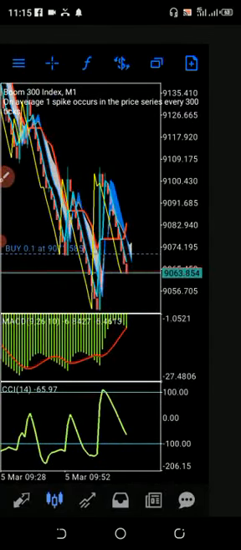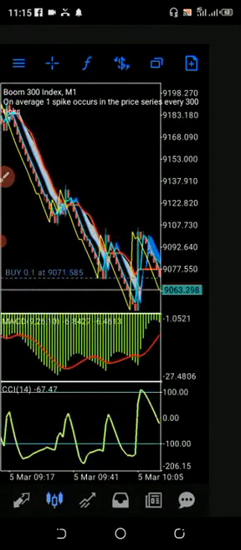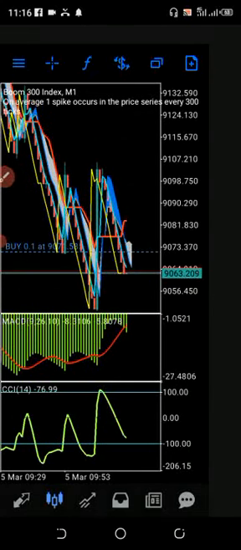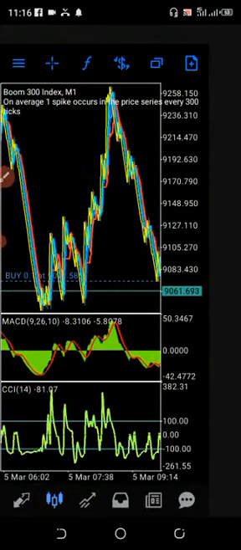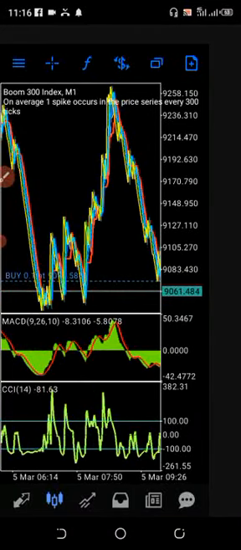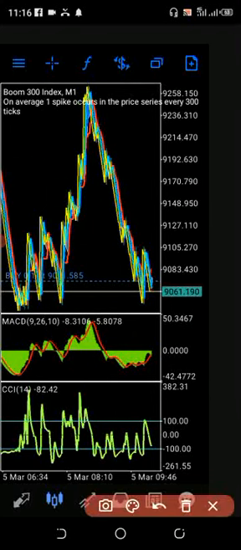For those who want to take trade, you have four things to confirm before you enter a trade. Four things. Number one, price action. This indicator works with price action. Watch this market now.